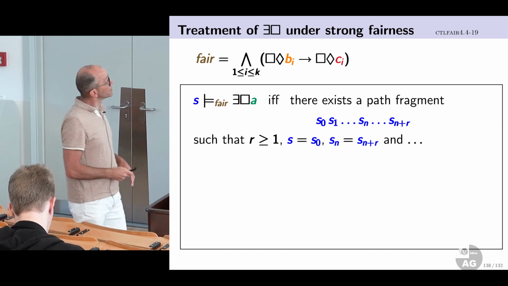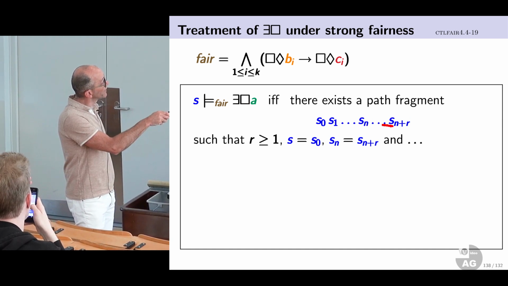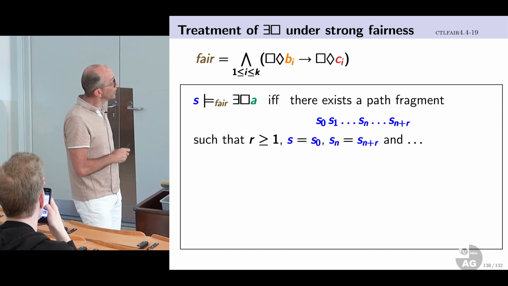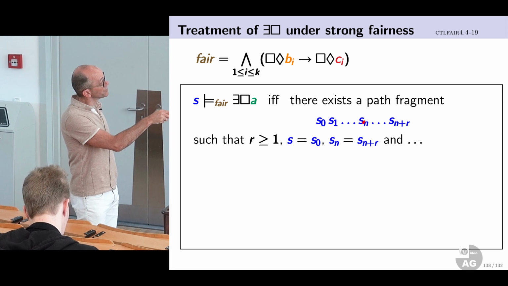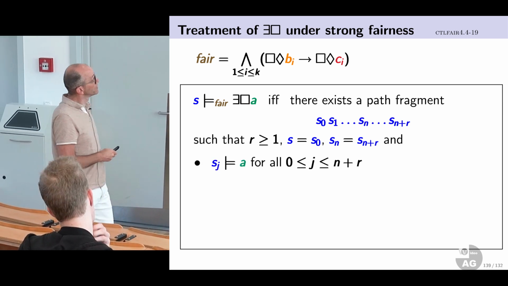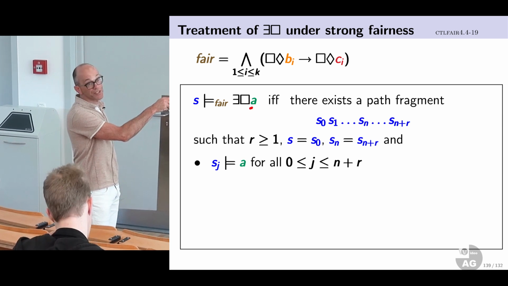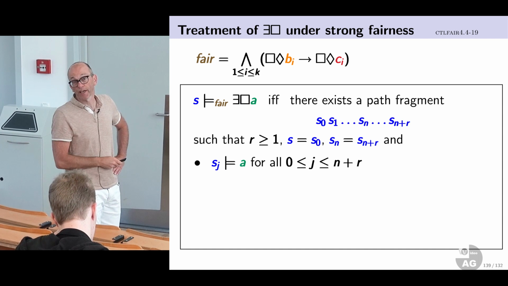Well, this cycle needs to have at least one edge, so that means between n and n plus r, this r is at least 1. We start in the state S, and it's a cycle. That means this state is equal to that state. What else do we need? We need that this path is completely satisfying A. So obviously any state on this path needs to satisfy A.